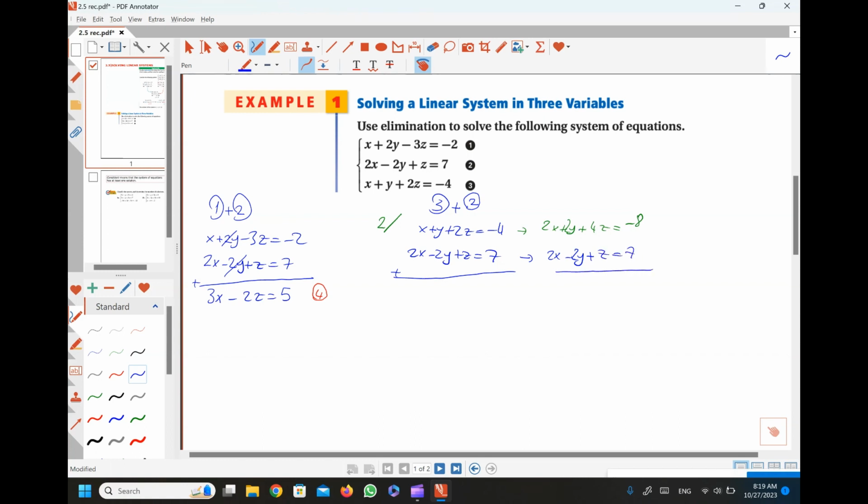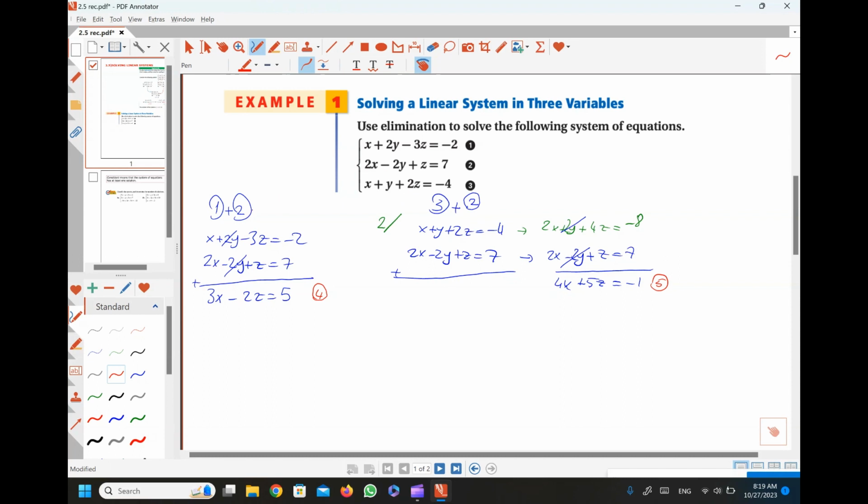And now add side by side. Negative 2y, 2y will drop out. 2x, 2x, 4x, 4z, z, 5z equals negative 8 plus 7, negative 1. So let's name this equation as equation 5.